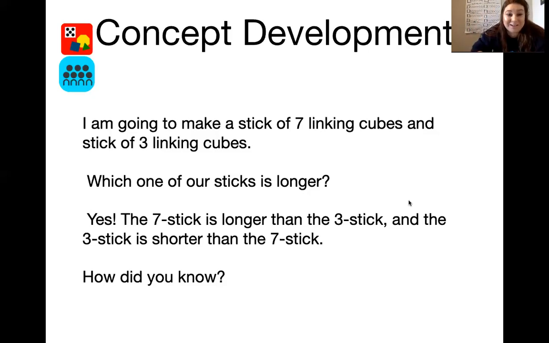Great job, scholars. Remember how I told you you needed your pencil and your worksheet? We're going to play a game. So get your pencil, write your name at the top of your sheet so we can play that game. 10 seconds, go.